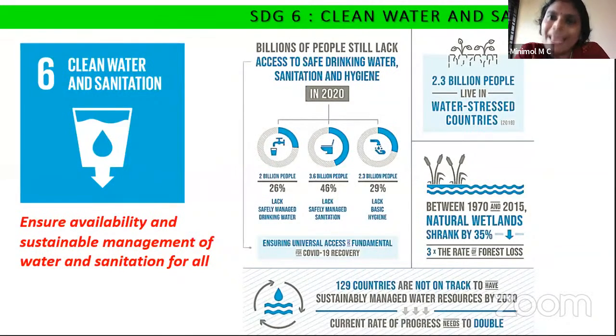So, ensuring universal access to clean water and sanitation is fundamental for COVID-19 recovery. And 2.3 billion people still live in water-stressed countries. 129 countries are not on track to have sustainably managed water resources even by 2030. So, the situation is really alarming, which means the current rate of progress in ensuring clean water and sanitation needs to double if we want to achieve this particular goal.